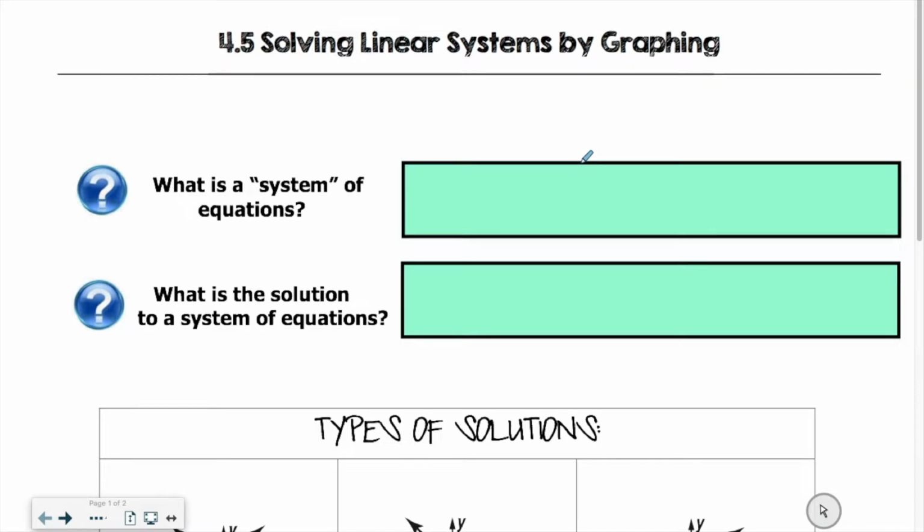It's Mrs. Glenn. Welcome to the 4.5 Solving Linear Systems by Graphing video. In this video, you'll understand how to graph two lines on one coordinate plane and be able to find the solution to those two lines.